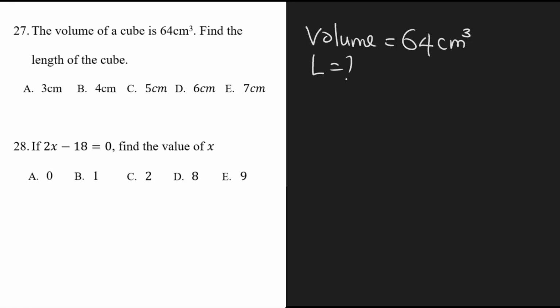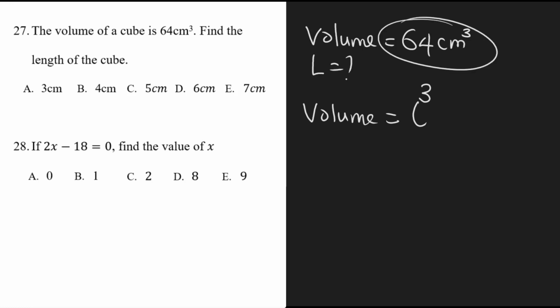So now the question is, what is the formula for finding the volume of a cube? You know that the formula for finding the volume of a cube is given as volume is equals to length cube, right? But remember in our question, the volume has been given to us as 64. So wherever we see volume, we're going to put 64. So we're going to have 64 is equals to L raised to power 3.